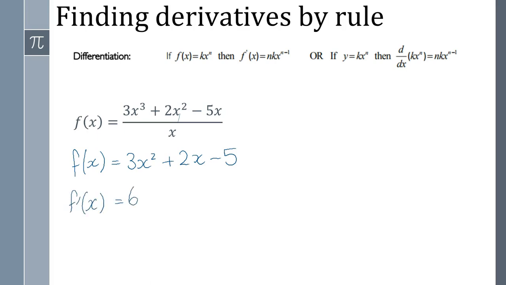Power times the coefficient is 6. Take 1 off the power is just x. Power times the coefficient is 2. Here we don't worry about the constants. So it's 6x plus 2. So a lot quicker than first principles. But make sure you practice first principles because I can almost guarantee it's going to be in your assessment in one way or another. But hopefully rules are a lot quicker.